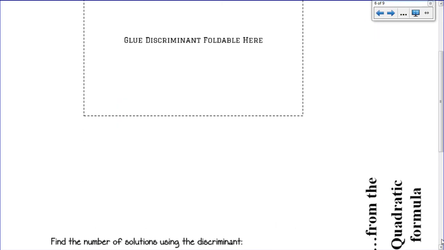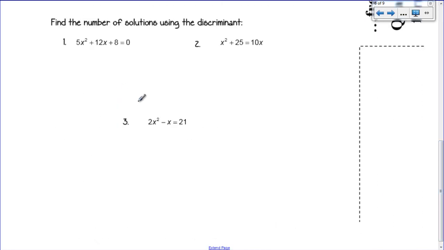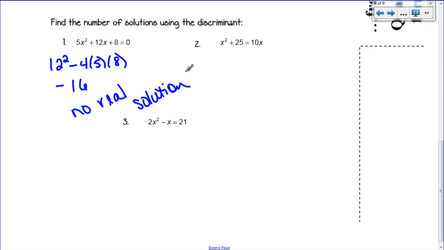So let's do a couple more just to be sure you get it. I want you to look at number 5. I want you to use the discriminant. Pause, come back, and check your answer. After you do it, hopefully you get that your discriminant is a negative number. It comes out to negative 16, which means I have no real solution. So again, this is one of those that never crosses the x-axis.